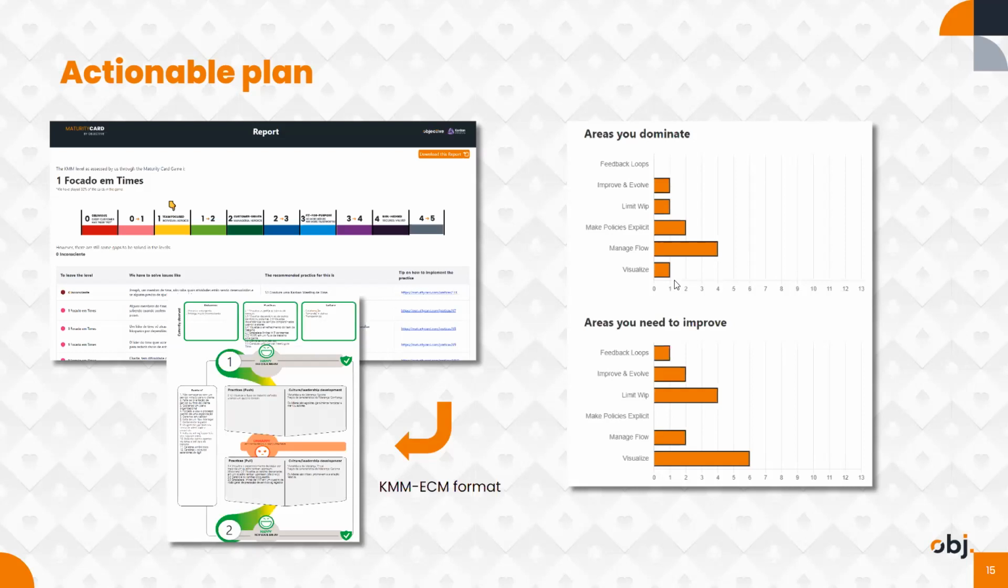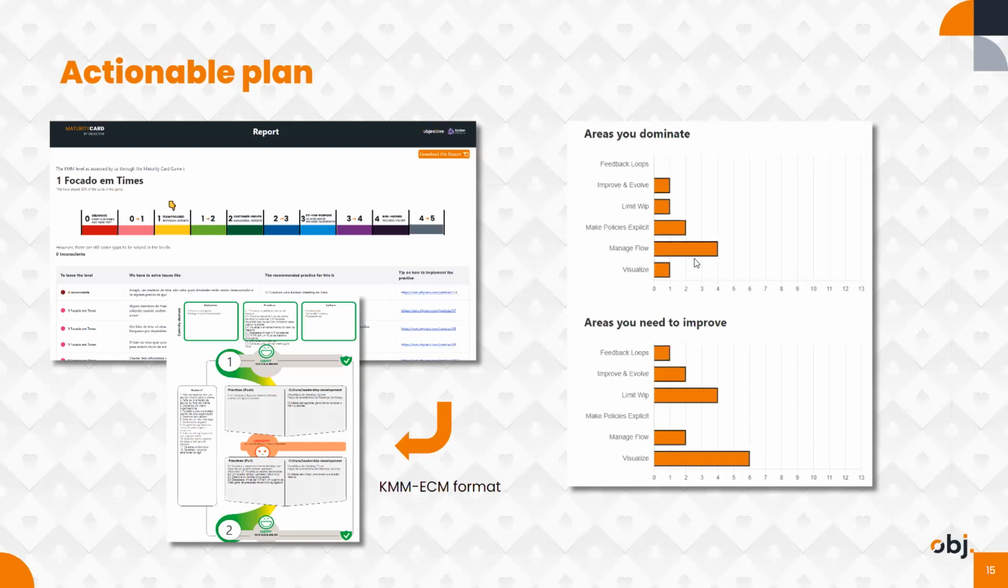Yeah, and here we have also a graph to show areas you dominate. It's related to the dimensions where you have most of the problems solved. So the cards you discarded means that you don't have this problem, right? So for instance, in this example, they discard 4 cards from manage flow. So probably they have a good idea.